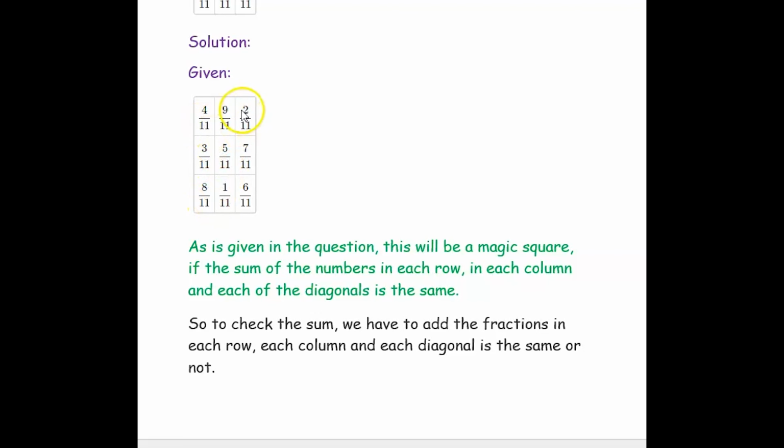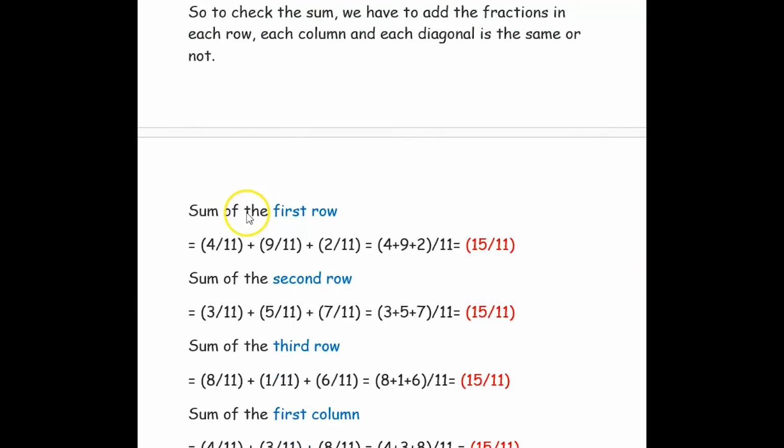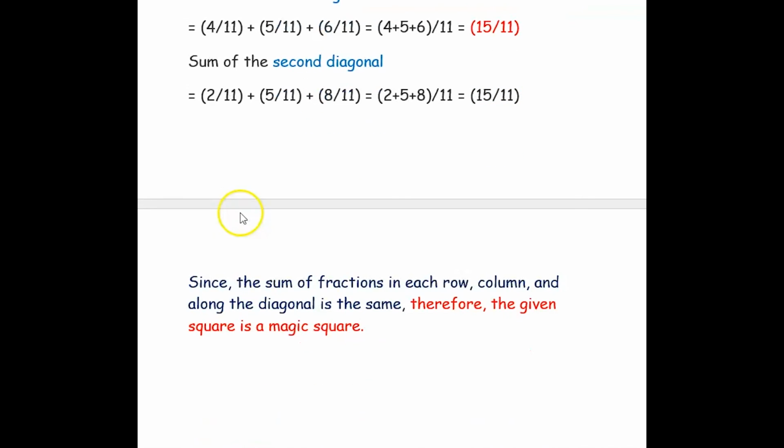So rows satisfied, all the columns satisfied, both the diagonals also satisfied, because we are getting the same result, 15 divided by 11. So since the sums of the fractions in rows, columns and diagonals are the same, we can conclude that the given square is a magic square.